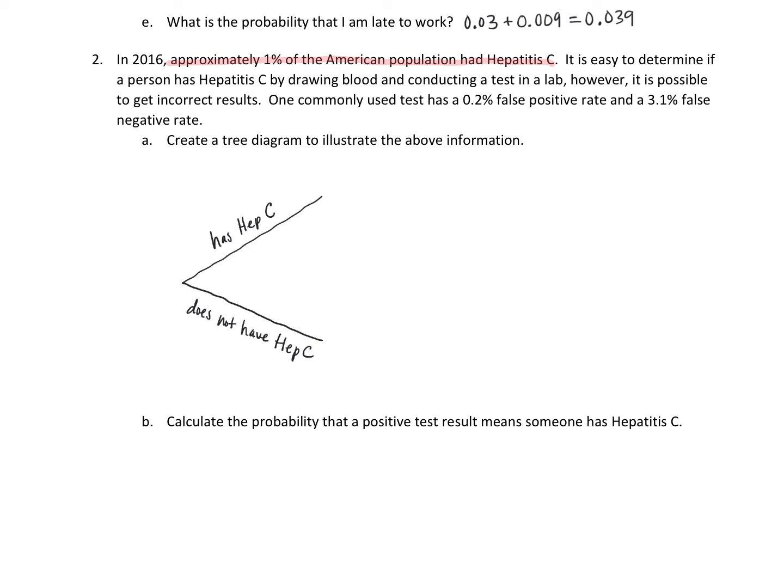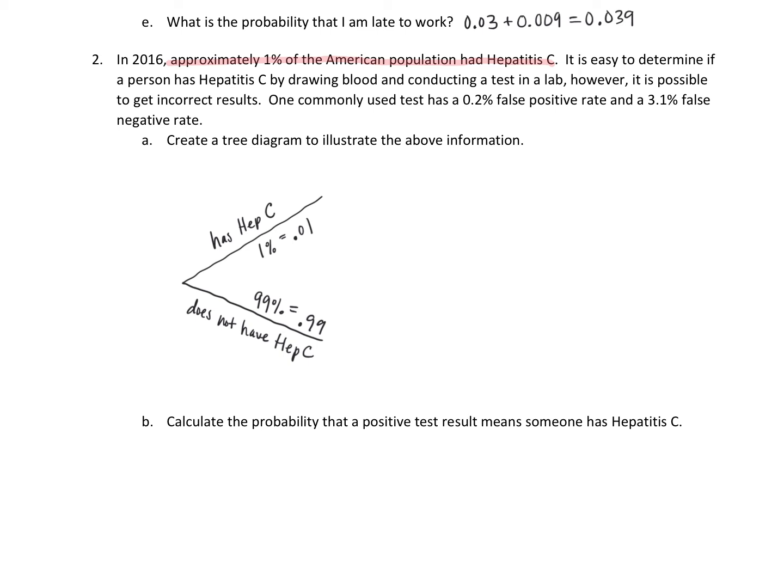1% of the American population had hepatitis C. So 1%, if these two branches need to add up to 100%, which they do, you would do 100 minus 1, and you would get 99%. It's also helpful to have this as a decimal, so I would probably go ahead and change it to decimal form. So 0.01 and 0.99. I'm going to use those numbers instead.